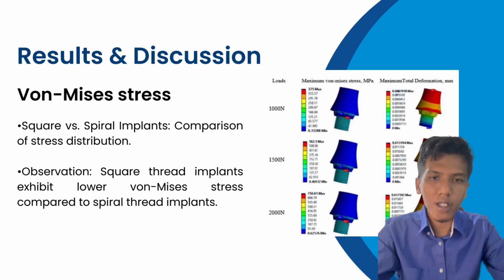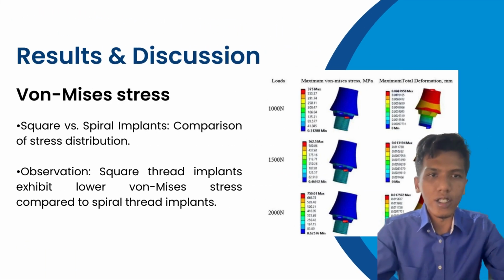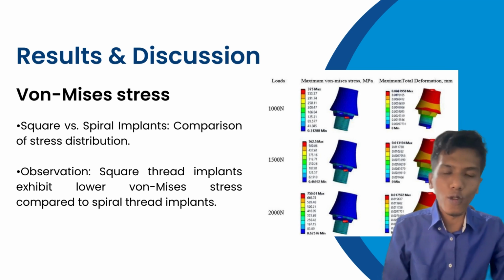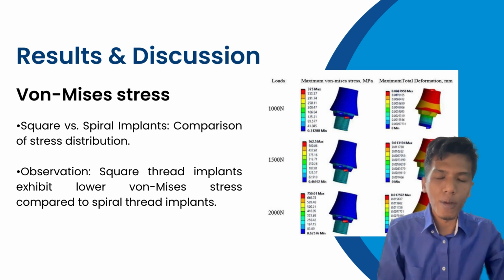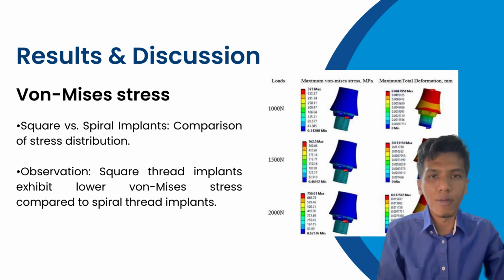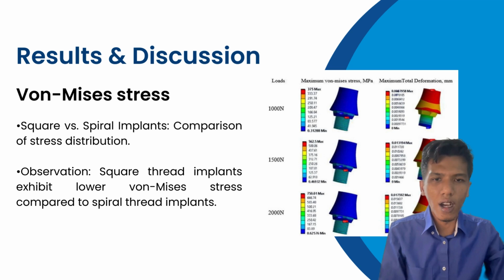Moving on to the next part, which is the results and discussion, you can see that we divide it into three parts: the von Mises stress, the total deformation, and the last part, which is the contact pressure between the bone and the implant. The results I put here are just a simplified version. You may refer to my paper for all the values.